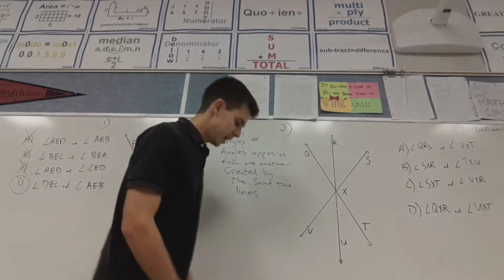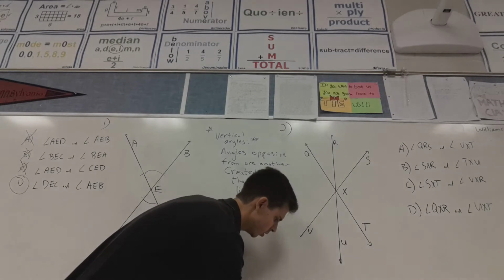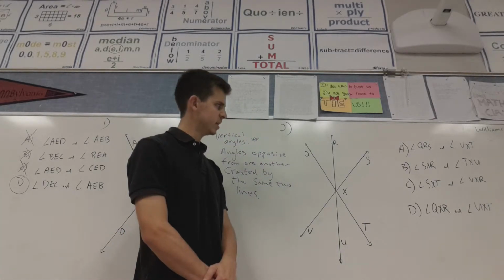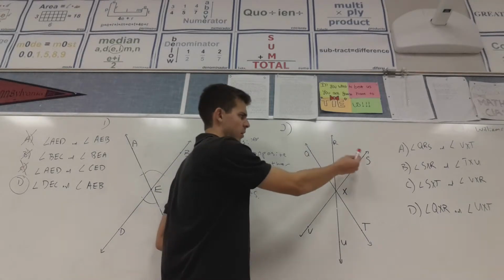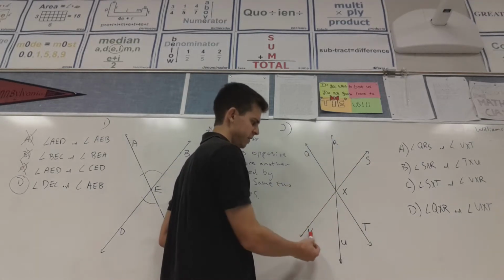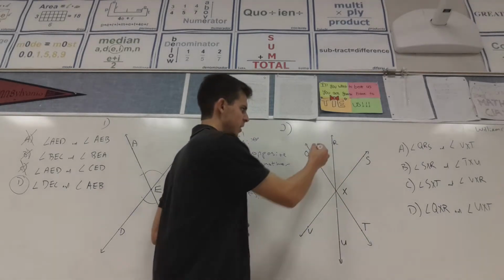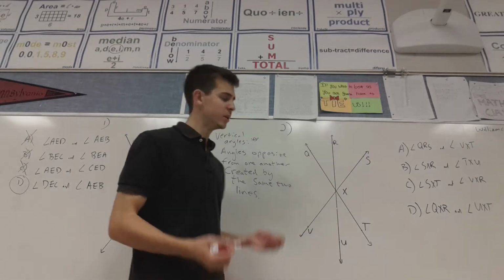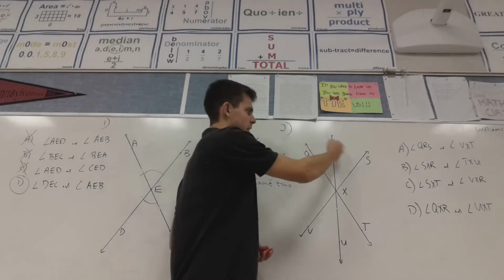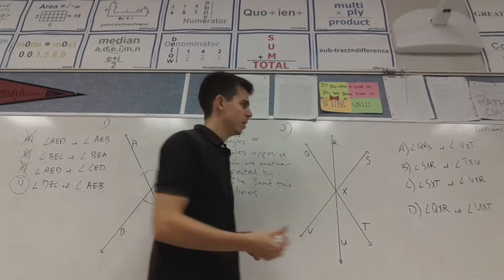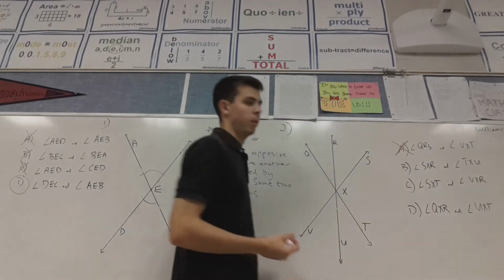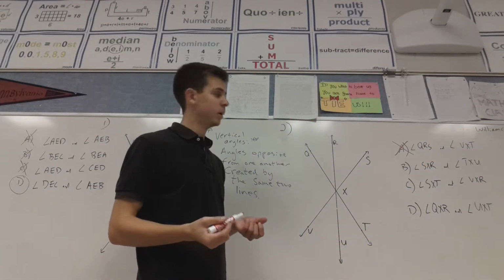We have answer choice A, which says angle QRS and VXT. So QRS and VXT, well, they are opposite from each other, but it doesn't quite make sense because there aren't lines here. So this angle here is confusing and it doesn't make sense in this problem. So A, we know, cannot be it.